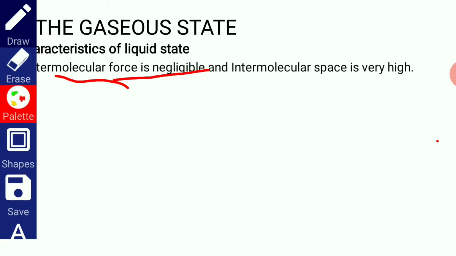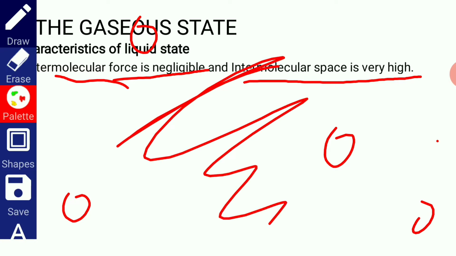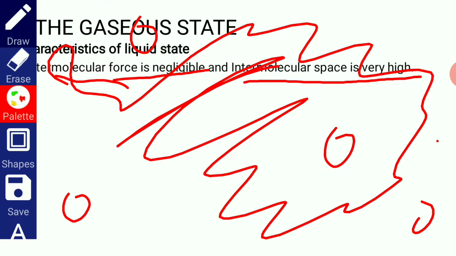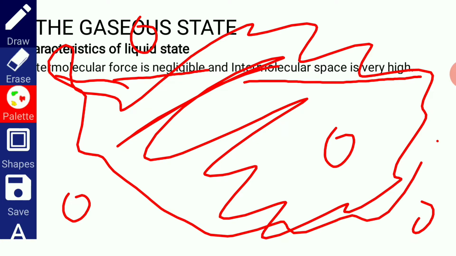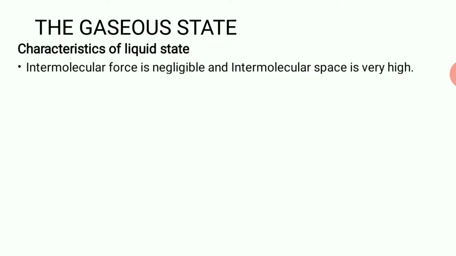Therefore, we can say that the intermolecular space in the gaseous state is very, very high. For example, if one particle is present here, the other particle will be here, the third one will be here, and the fourth one will be here. These are the intermolecular spaces, and all these particles are very loosely held. So particles are away from each other. Thus, intermolecular space is very high and intermolecular force is negligible in the gaseous state.